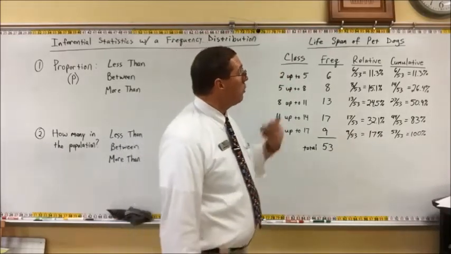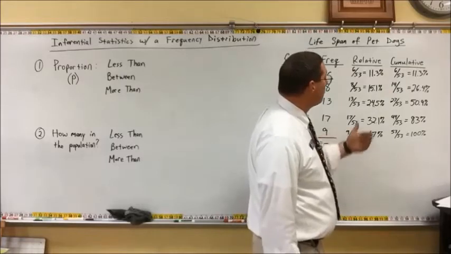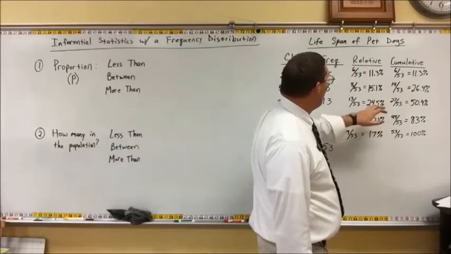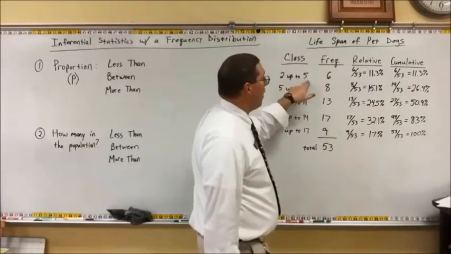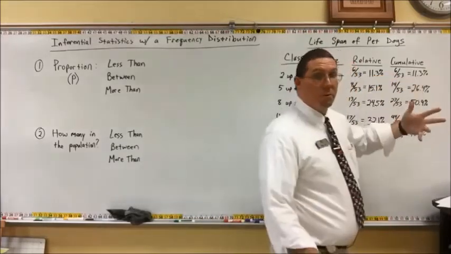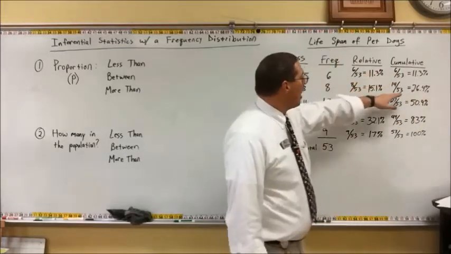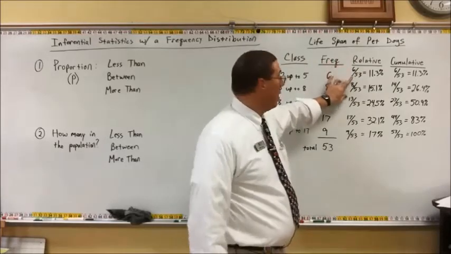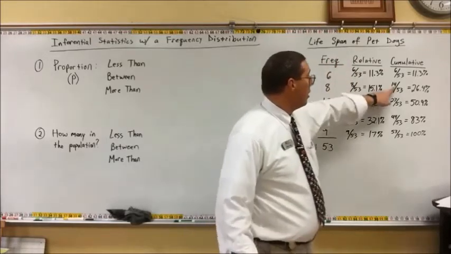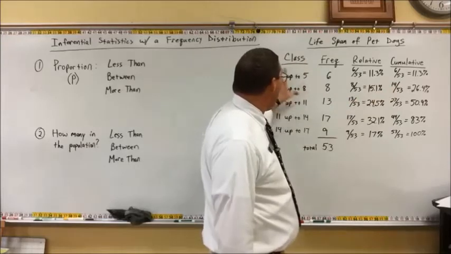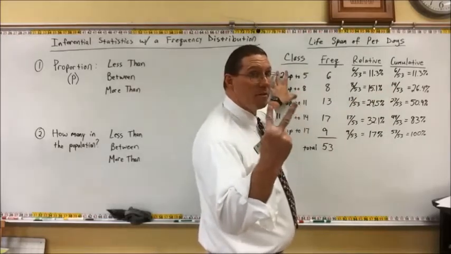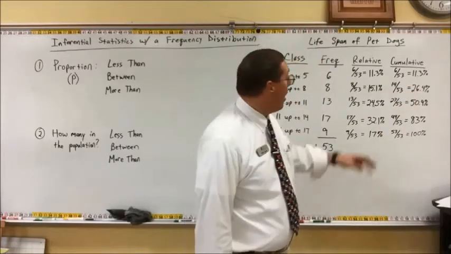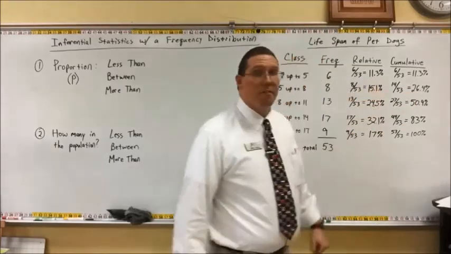Okay? Then when we do the cumulative distribution, we're just adding the percentages up and the fractions up as we go. So from 2 up to 5 is 6 out of 53, 11.3%, just like in this column. But this next one, we're going to accumulate the 6 out of 53 with the 8 out of 53. And 6 plus 8 is 14. So from 2 up to 8, when we include the first 2 classes, that's 26.4% of all observations. And that's by adding up 11.3 and 15.1.